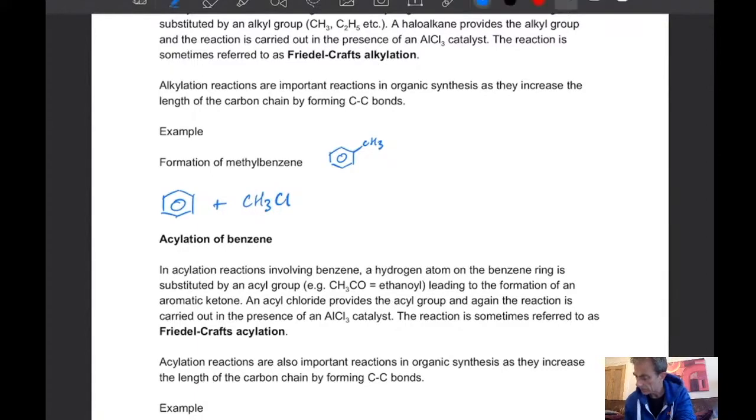So let's just put the catalyst across the top there. We're using AlCl3 for this one. That's the catalyst. And let's just finish the reaction off. CH3, and we're going to get HCl.